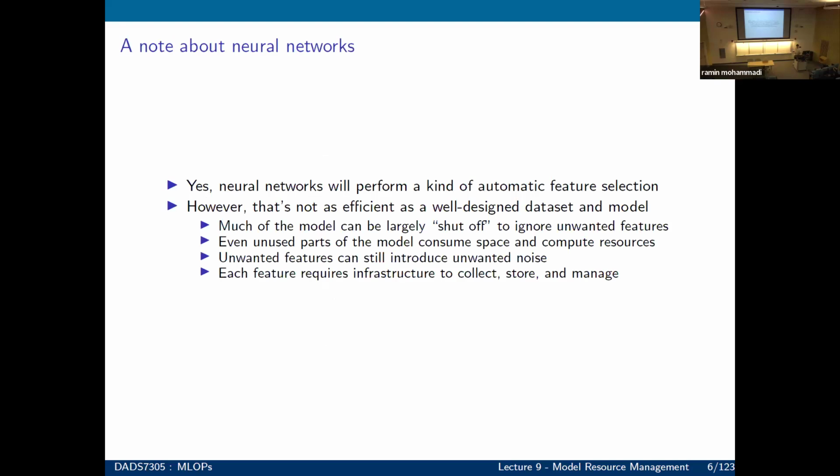Now, how many of you have heard this before? If you use a neural network, you don't need to do feature engineering. You just pass everything to the neural network and it learns it, right? There's a big problem with that. The main point is that it is correct. The neural network will figure it out, especially the more layers that you have, it will figure out which features are bad.